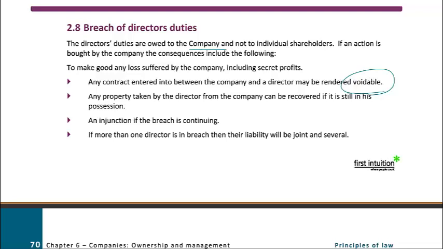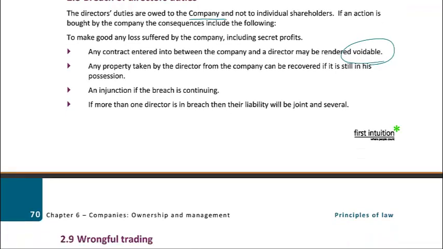If the director's taken property from the company, it can be taken back by the company. If appropriate, an injunction could be given to stop any breach of duty continuing. And also, it's worth noting that if there's more than one director in breach, so only the directors in breach of duty are liable here, not all of them, then the liability is joint and several. That means that the company can choose which director to pursue in order to recover their loss. They could pursue any one of the directors for the full amount, or they could pursue all of them together at the same time.